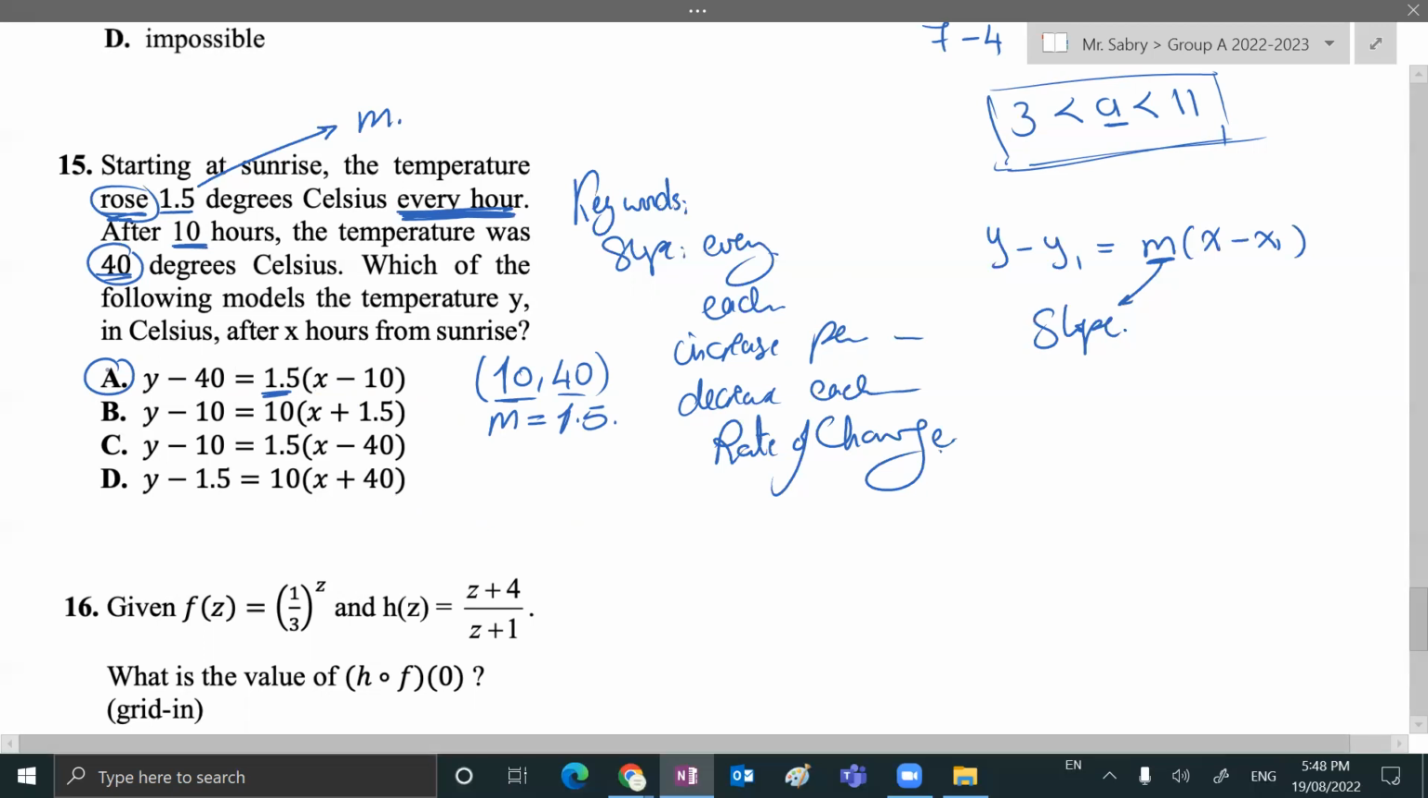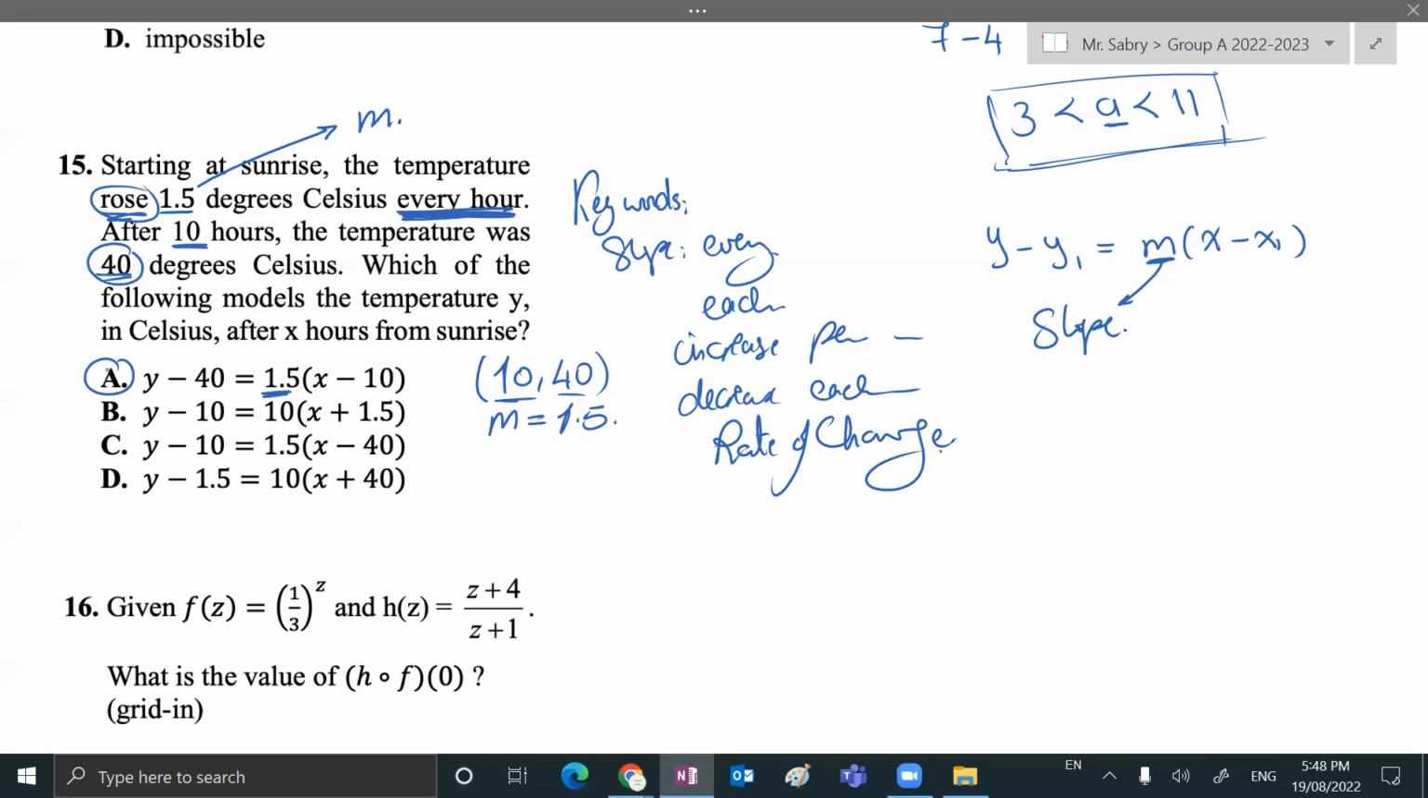If you noticed, 3 questions in just this section on linear equations. That's a lot, by the way. The linear equations is one of the most important topics.